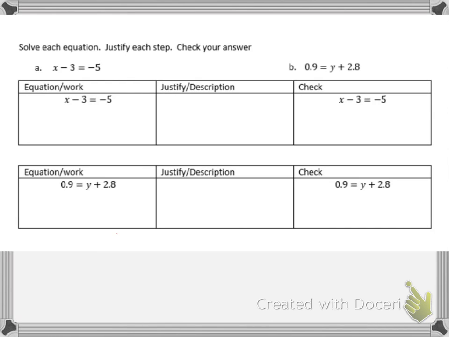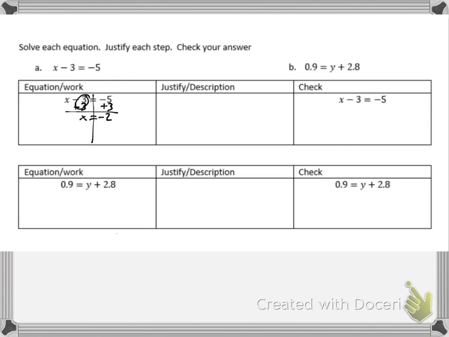Now, in this first equation, x minus 3 equals negative 5. So we got some number that we subtracted 3 from, and it gave us negative 5. So if we add that 3, just doing the opposite, we should be able to get back at what x was. Negative 3 plus 3 becomes a 0. Negative 5 plus 3 becomes negative 2. So x equals negative 2.